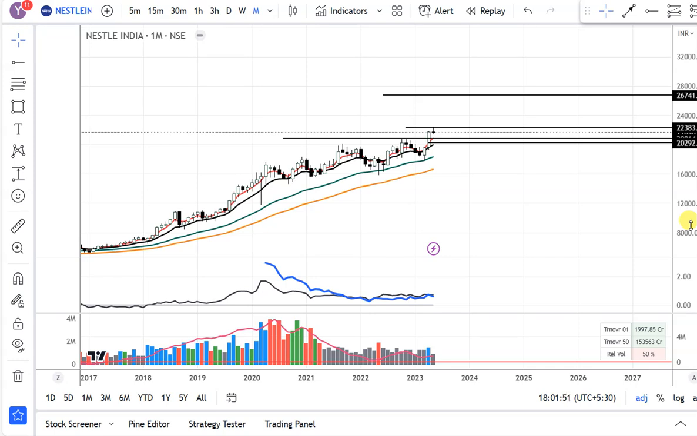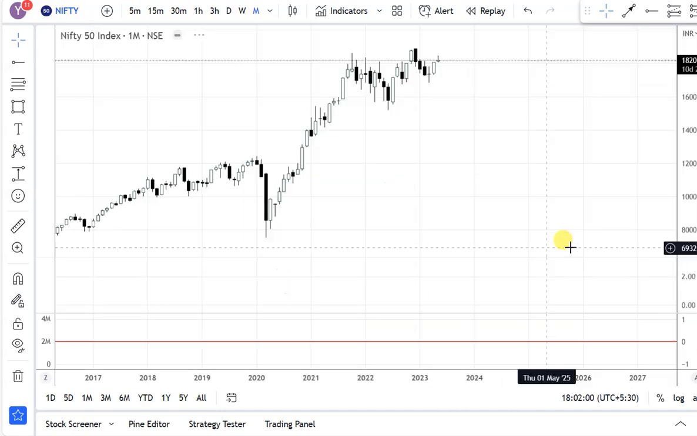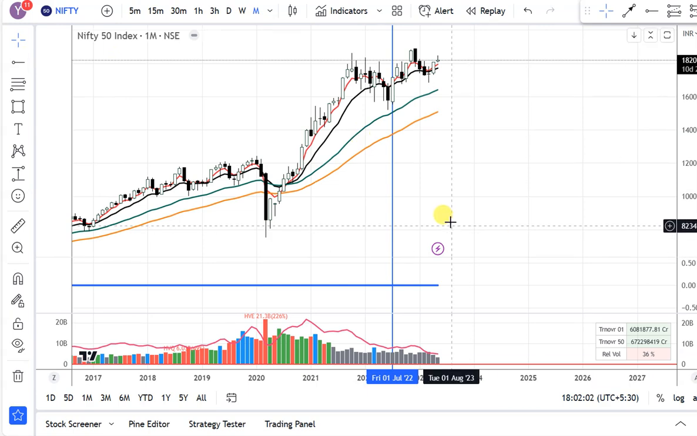This is Nifty 50, we already discussed. NMDC is doing nothing. It's taking resistance in this area. So let's wait and watch. Okay, this chart is also not that great.